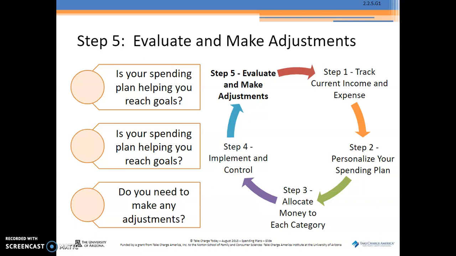Actually, that's in there twice. I noticed that I got a mistake in there. And then finally, do you need to make any adjustments? So if you are not reaching your goals, make adjustments. If it's not working for you, then it needs to be updated so that you can meet those goals. Otherwise, it is unnecessary effort being put forth.